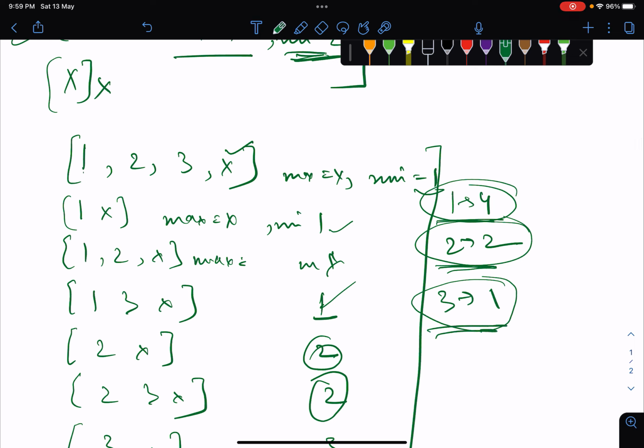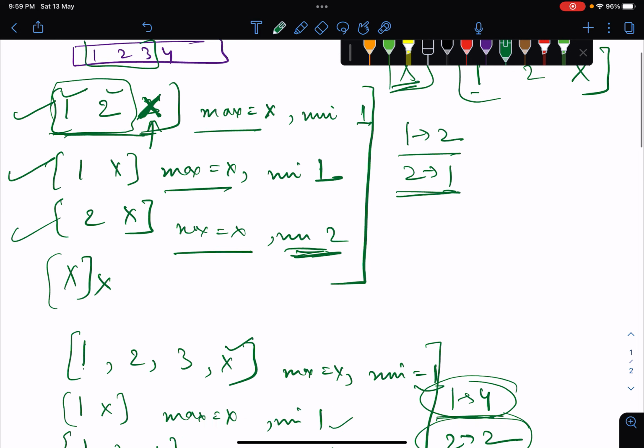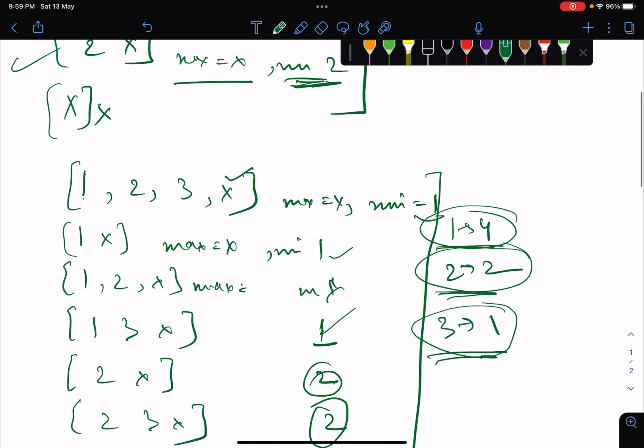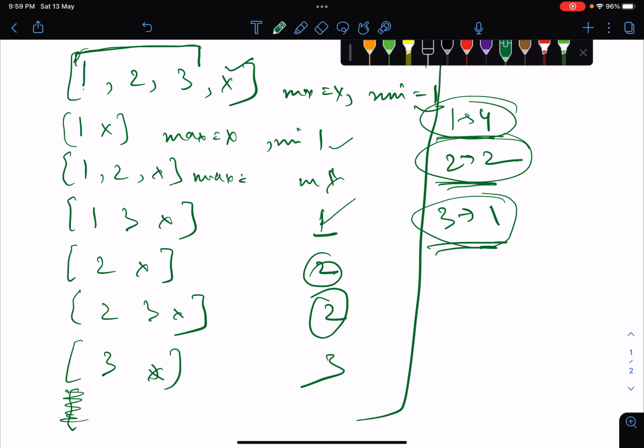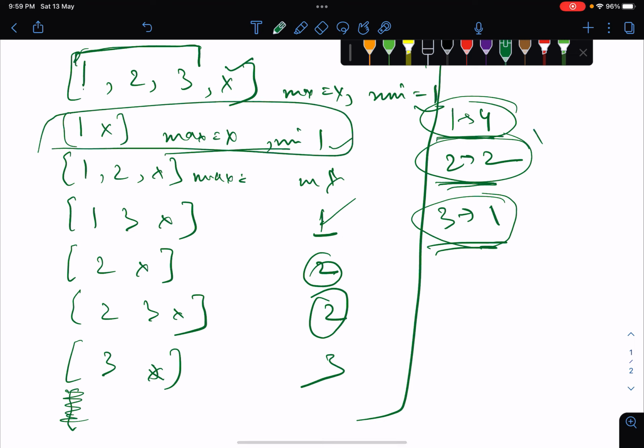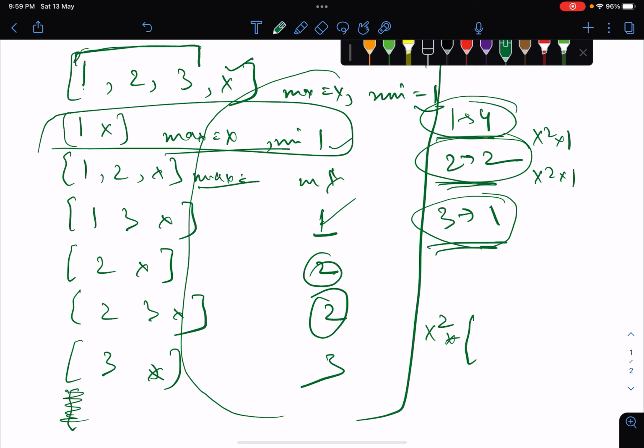What I am trying to tell here is that suppose these are the 3 elements. Whatever is the contribution of these elements, for example, if I talk about the score of this array, what will be the score? It will be x square into 1, x square into 1, and so on. Everything has x square as a common factor, so just find the sum of all these.